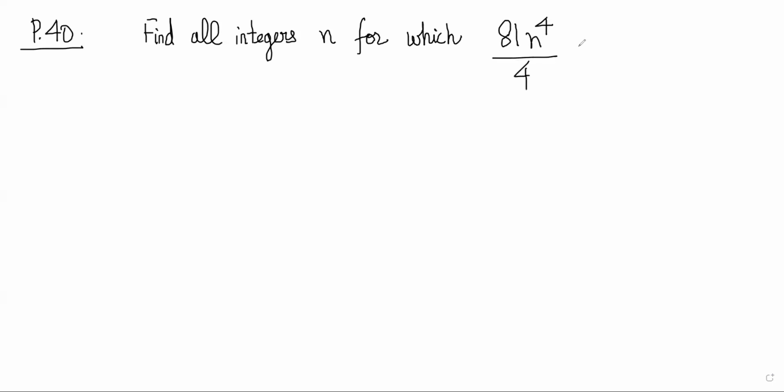Find all integers n for which 81 n power 4 by 4 minus 2017 n square plus 81 is a prime. You have to find all the possible integers for which this thing is a prime number.